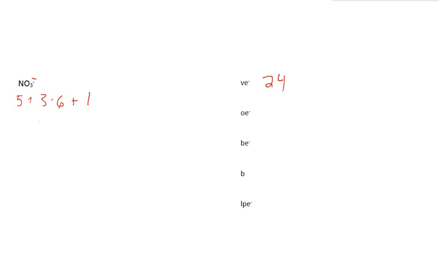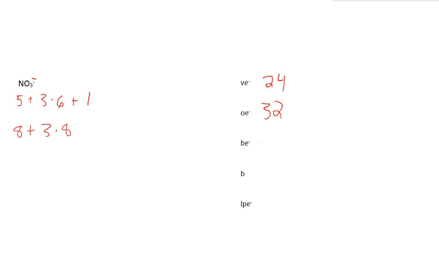Octet. So we need to determine how many each atom would like to have. The only exceptions were hydrogen or boron. So everything here wants 8. So nitrogen wants 8. Plus I have 3 atoms of oxygen that each want 8. So this is going to be 4 8s, which is 32. Now notice we only used the negative charge when we were dealing with the valence electrons. This does not affect the octet electrons.